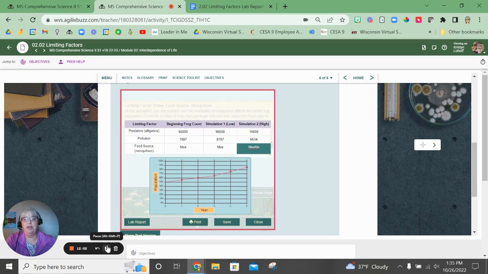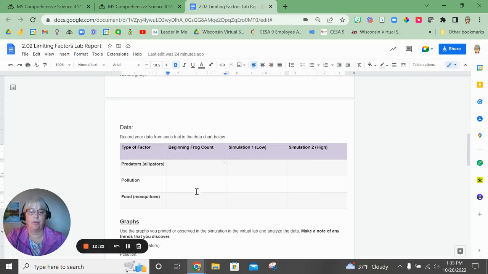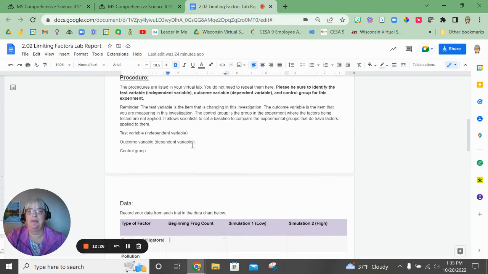All right, once you complete all of your trials, you're going to see that I have not entered correct information here because you need to get your own results. So do not copy the numbers or letters that I have in the boxes. They are not accurate. But once you have your chart completed, you're going to take those numbers and copy and paste them into this data chart right here. Then I'm going to bring you back up to the top, to the procedure. The procedures are listed in your virtual lab.